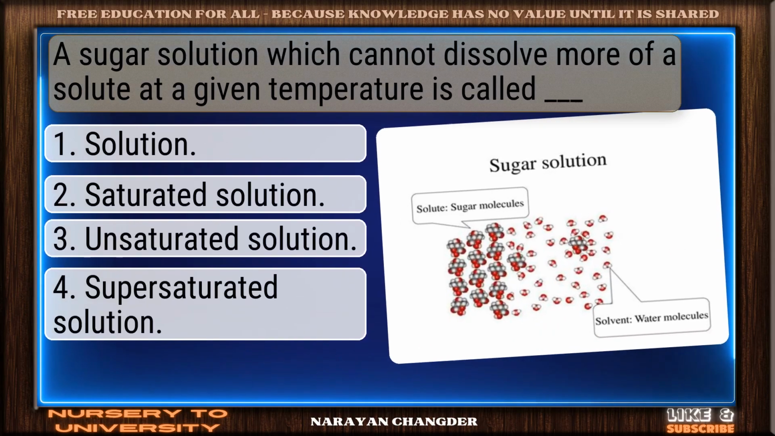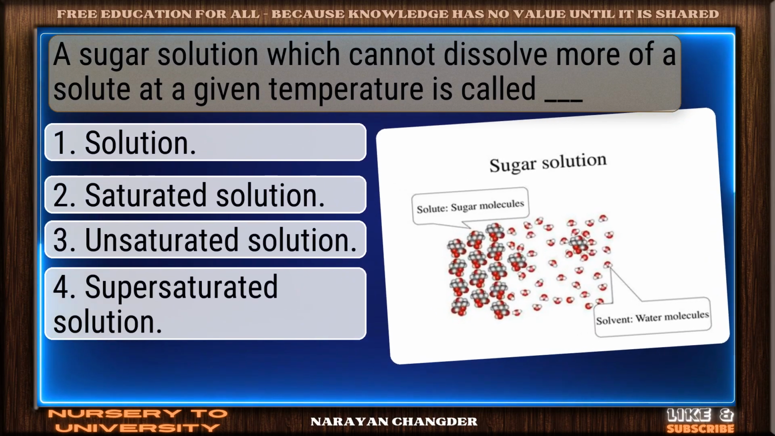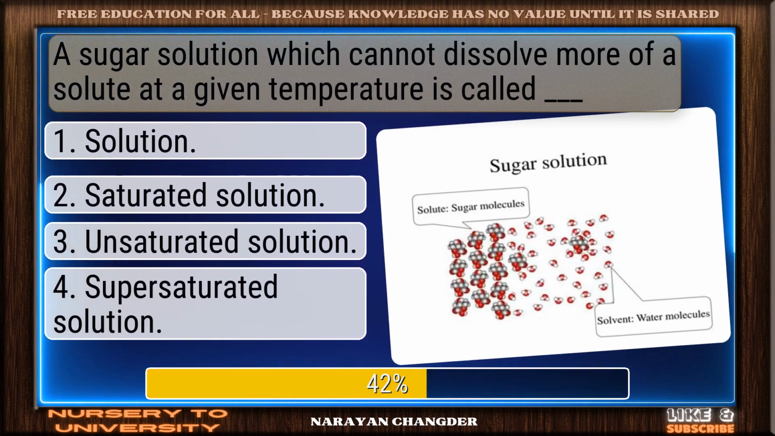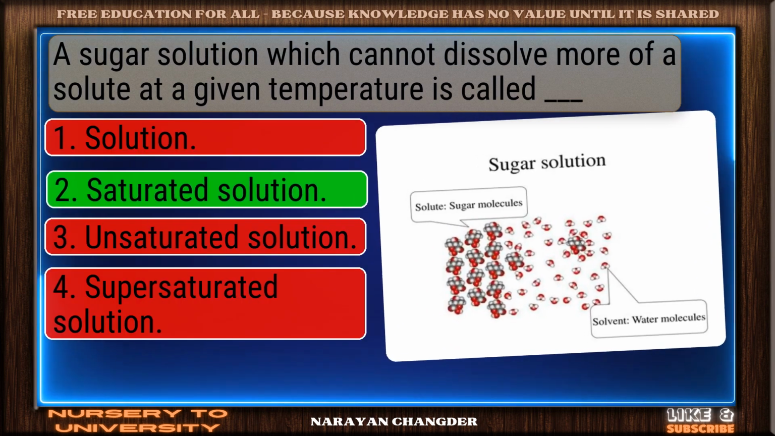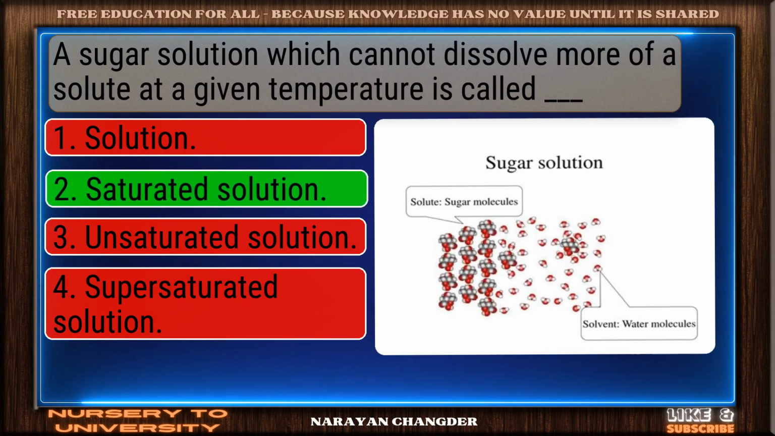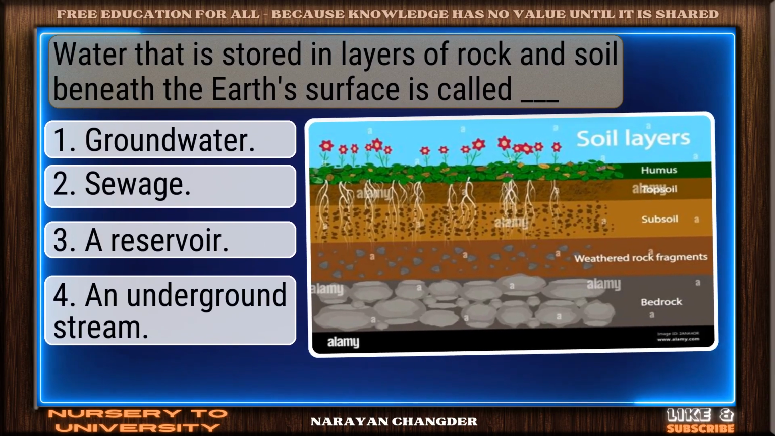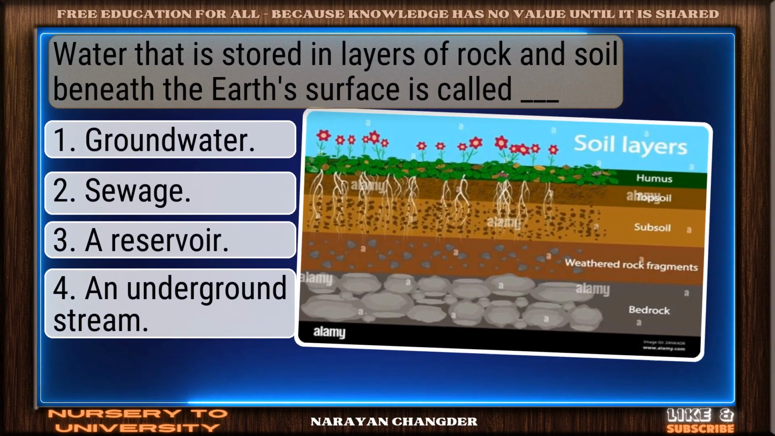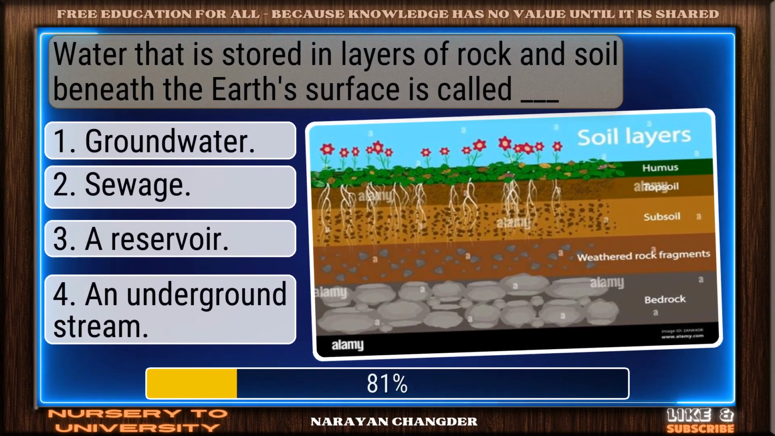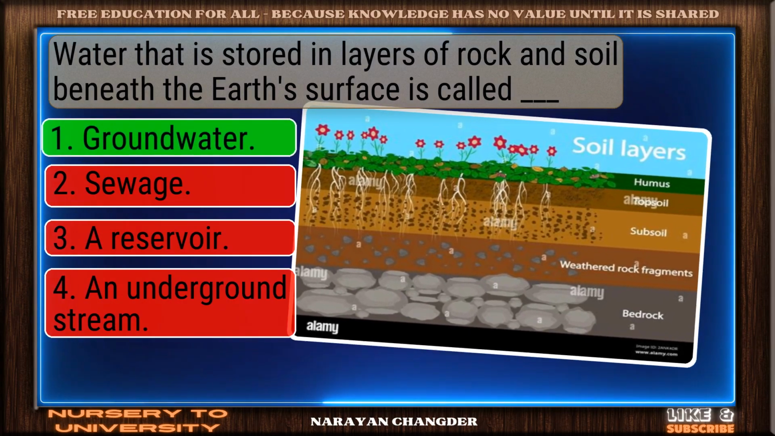A sugar solution which cannot dissolve more of a solute at a given temperature is called dash. Correct response. Saturated solution is the most accurate answer. Water that is stored in layers of rock and soil beneath the Earth's surface is called dash. Excellent choice. Groundwater is the right answer.